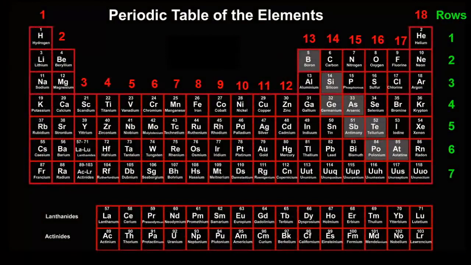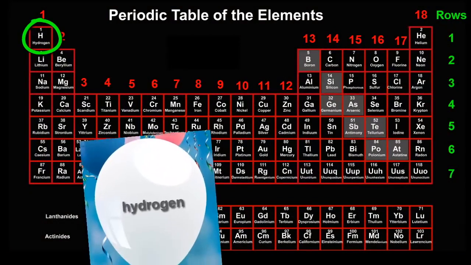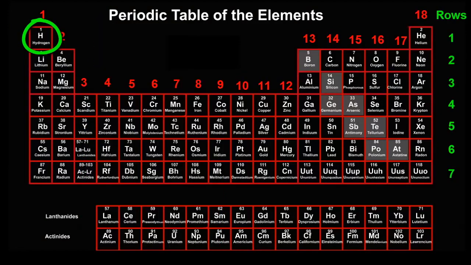In fact, hydrogen is special in lots of ways. It's to the left of the diagonal, but it's not a metal. The truth is, hydrogen doesn't belong to any group. Some periodic tables even put it on its own to show this. Just remember, hydrogen is special.